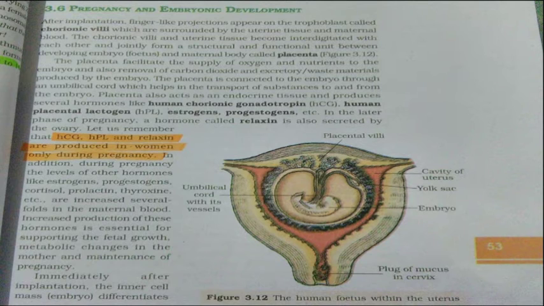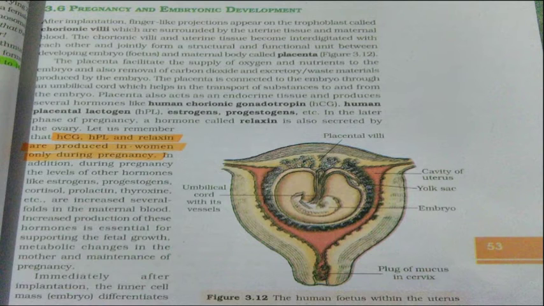In the latter phase of pregnancy, a hormone called relaxin is also secreted by the ovary. Let us remember that HCG, HPL and relaxin are produced in women only during pregnancy. In addition, during pregnancy, the levels of other hormones like estrogen, progesterone, cortisol, prolactin, thyroxine, etc. are increased several folds in the maternal blood. Increased production of these hormones is essential for supporting the fetal growth, metabolic changes in the mother, and maintenance of pregnancy.